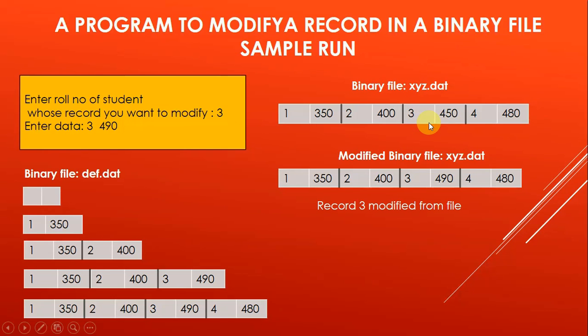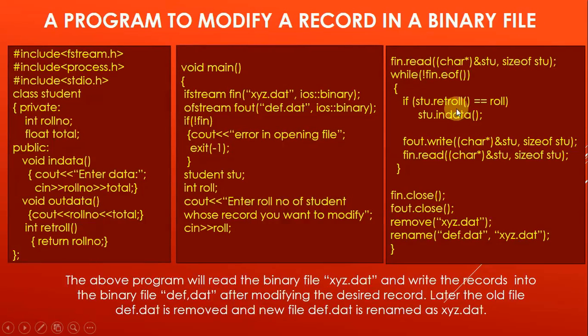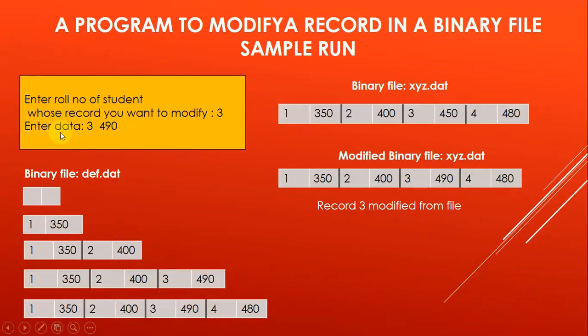To modify this record, you can see the roll number has been found. So I will input the data again for this student. If the data input is 3, 490, this is the new data which I want to enter for this record. This data will now be written to the file def.dat. So instead of 3, 450, the new data is 3, 490. Then I will read the next record, which is 4, 480. As roll number 4 is not the same as roll number 3, this record will also be written as it is onto the file def.dat.